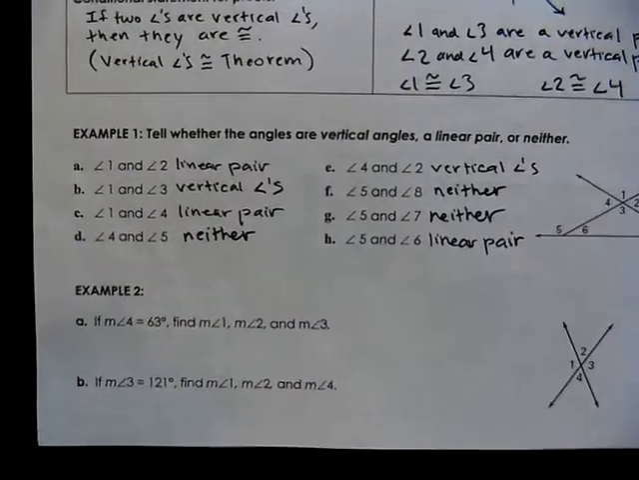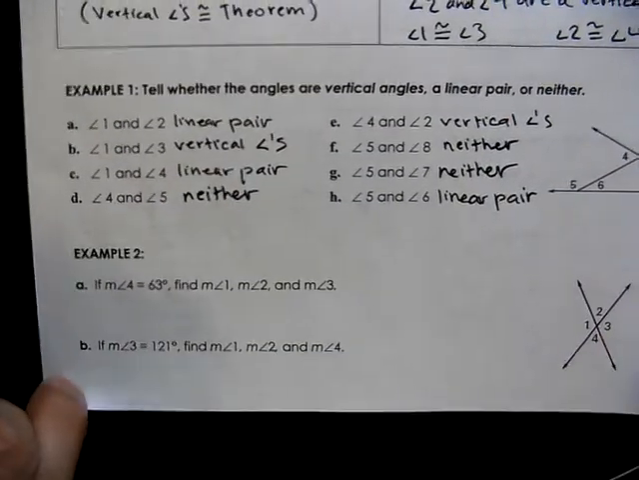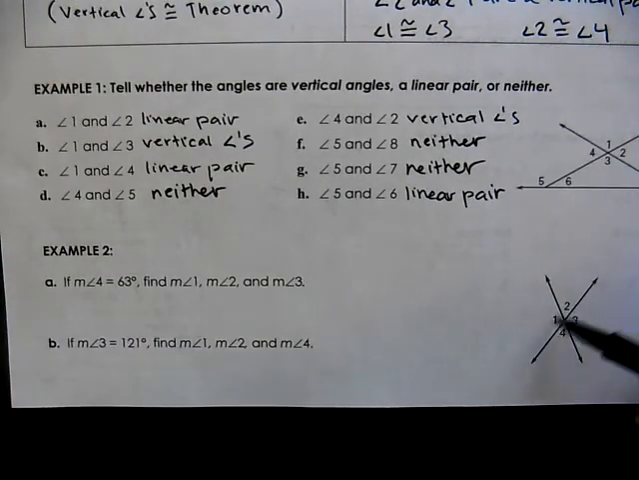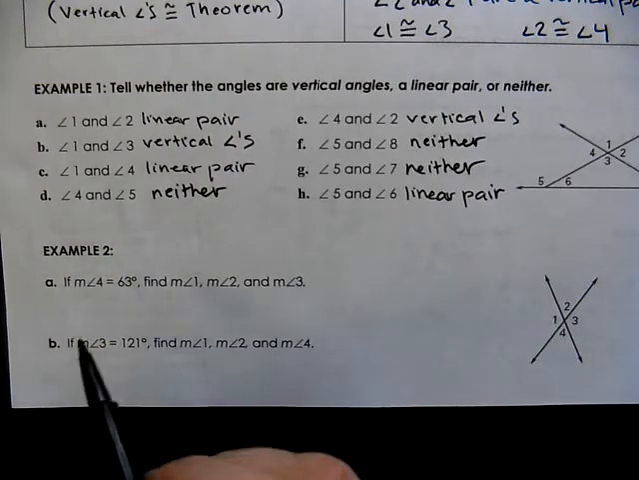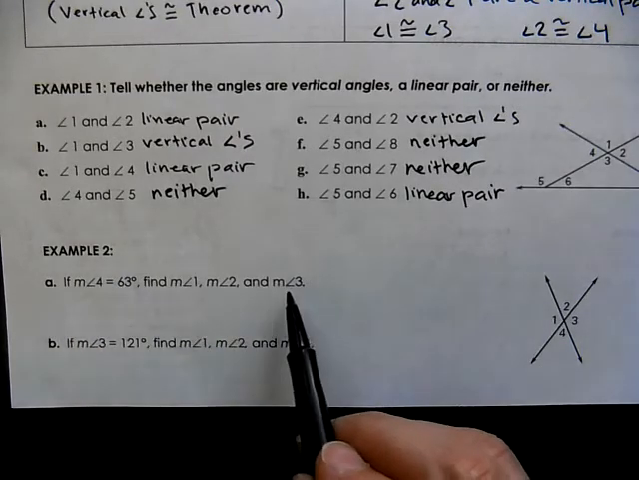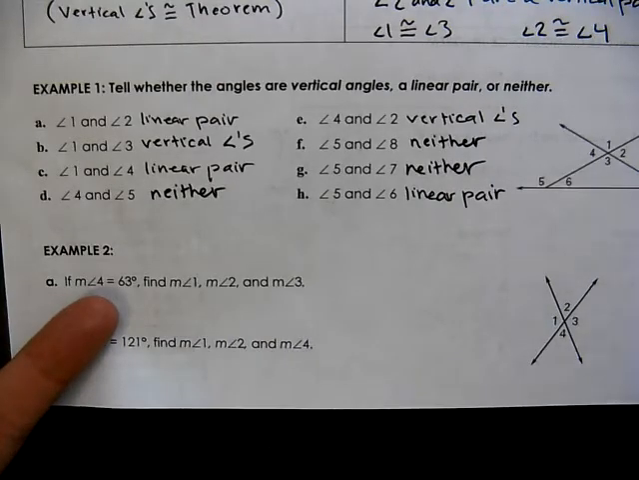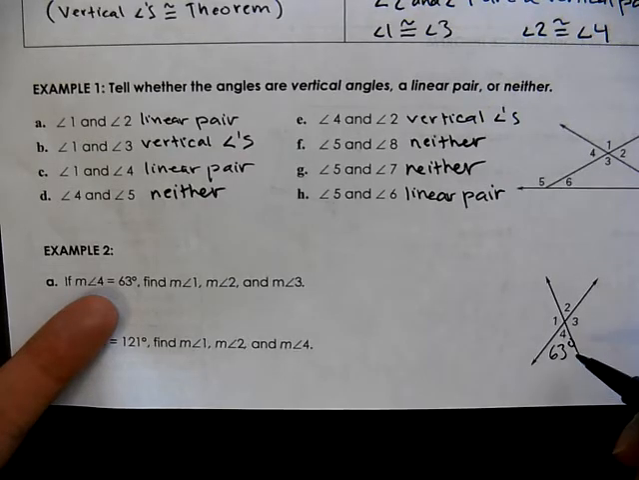Let's take a look at a few calculations here for example 2. Using this diagram of two lines that are crossing, you see we have angles 1, 2, 3, 4. We're starting off by knowing one angle, and our job is to find the other three angle measures. So angle 4 is 63 degrees. So I marked that in the diagram.